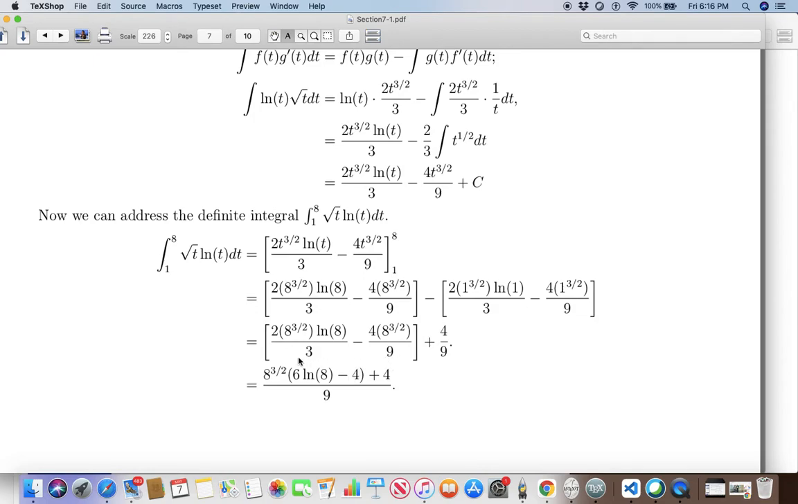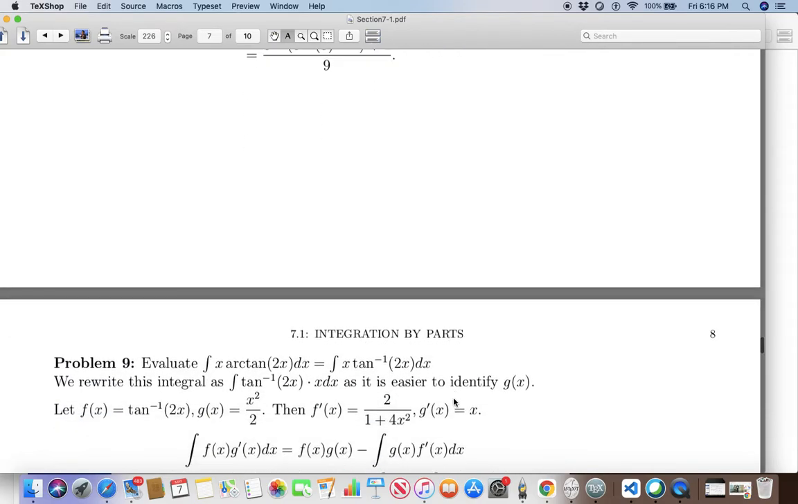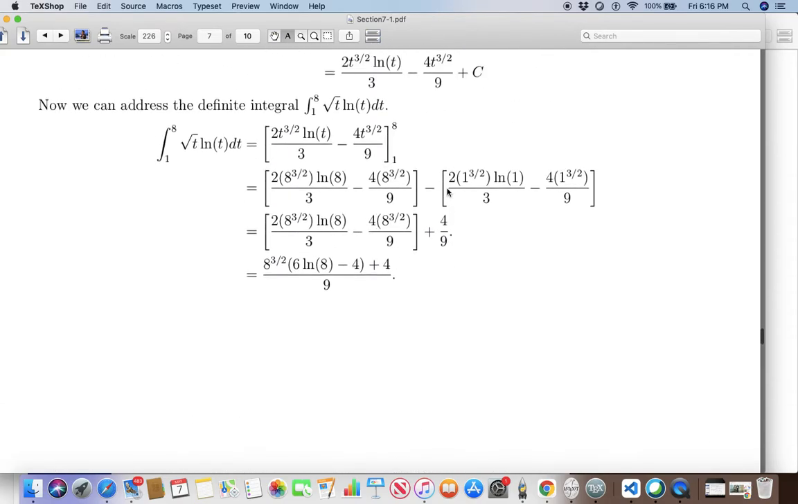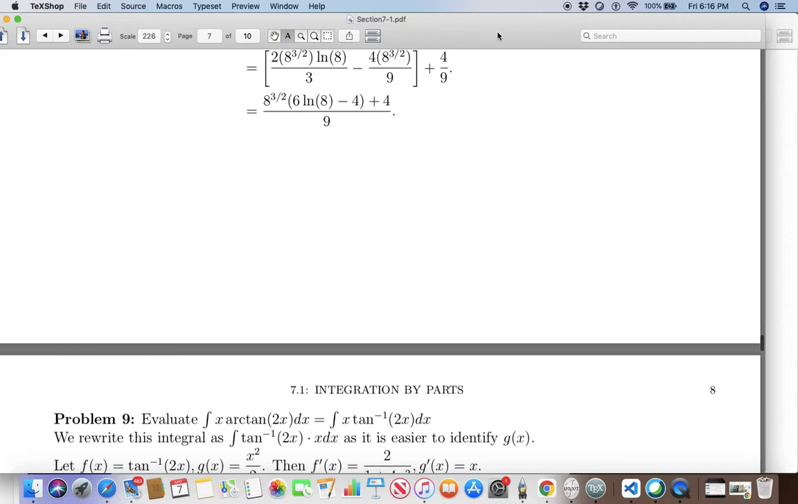To get a common denominator of 9, multiply by 3 here. So that's 6 natural log 8 minus 4, plus 4. Okay. So notice this 4 is outside. This 4 is inside. So you need to show some care here. All right. So this is the final answer.